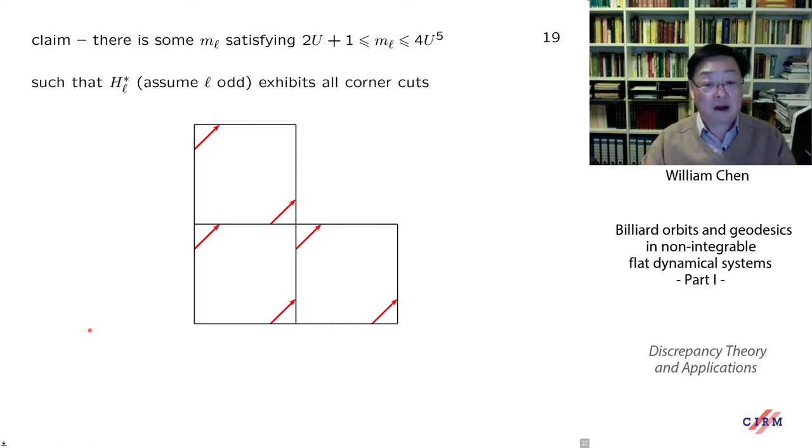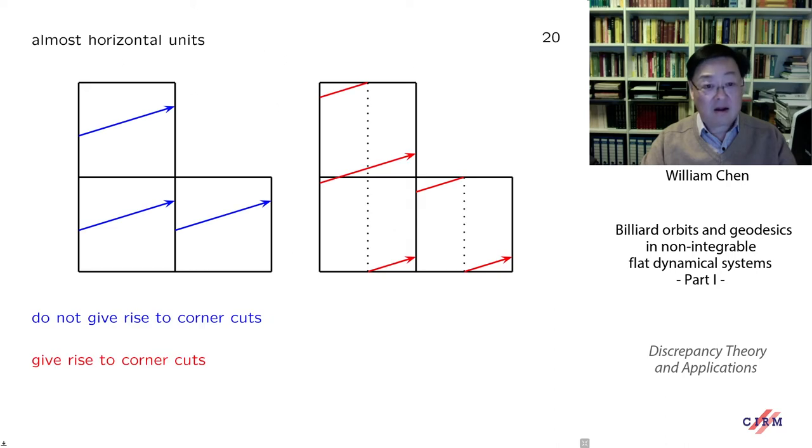Now, to understand this, we have to make a little definition. We look at these almost horizontal units in the L surface. Some of them give rise to corner cuts, others don't. The blue ones don't, the red ones do. Because this bit here is a corner cut, this bit here is a corner cut, that's a corner cut, that's a corner cut, that's a corner cut, and that's a corner cut.